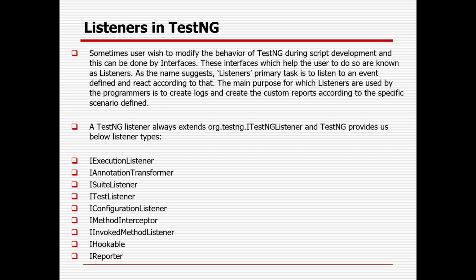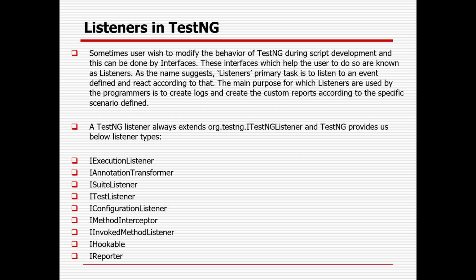Sometimes the user wishes to modify the behavior of the test engine during script development, and this can be done by an interface. You have already seen interfaces. An interface is nothing but a 100% abstract class, so there will be a lot of methods that are unimplemented. But whenever you use an interface, you need to implement all the methods. The interfaces that help the user do so are known as listeners.